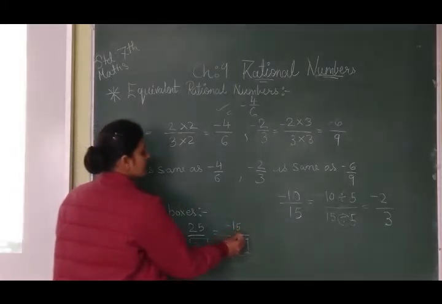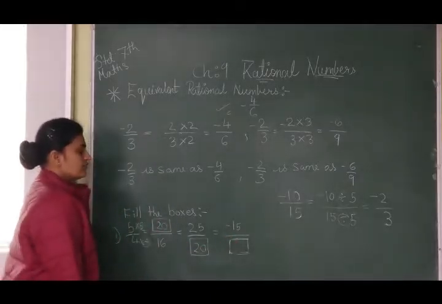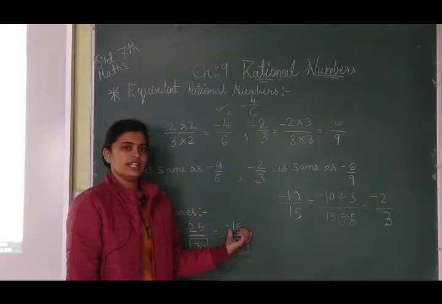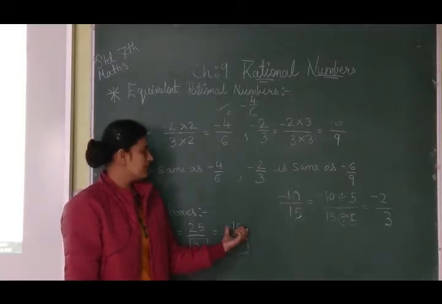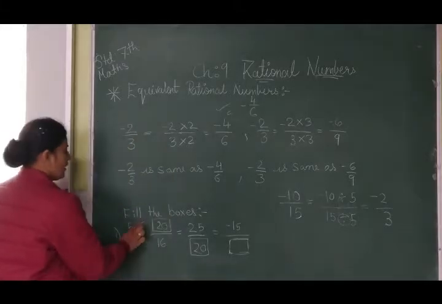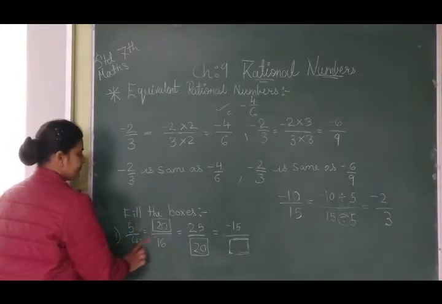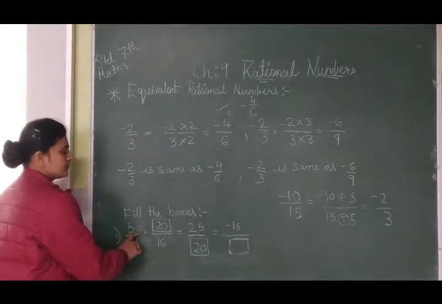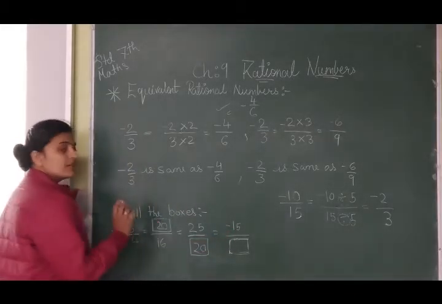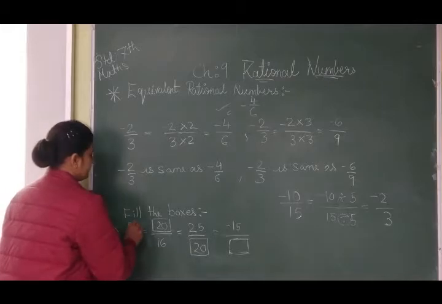Now here, minus 15 divided by a blank, we have to find the blank. Minus 15 is there. That means we have to multiply with some negative number. So 5 we will multiply with minus 3. 5 3s are 15 but negative. So 5 multiplied by minus 3.